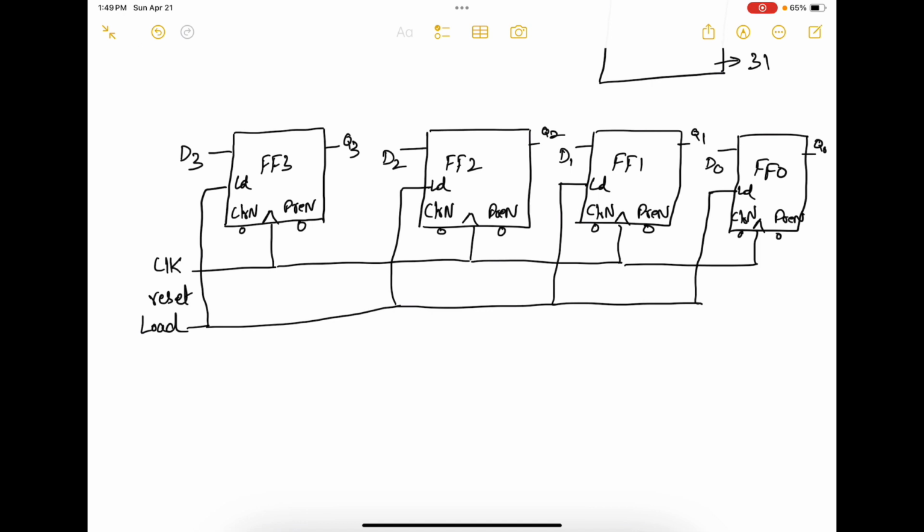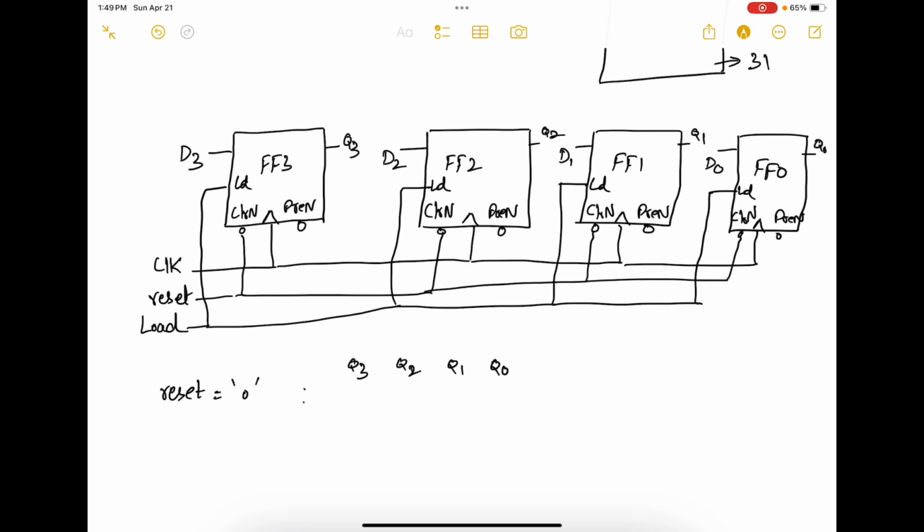So let's see how this works. When reset is logic 0, then FF3, FF2, FF1, and FF0 will be Q3, Q2, Q1, and Q0. It depends upon how you are setting up the reset. So let's assume that all my resets are connected to clear N. Then Q3, Q2, Q1, Q0 would be 0, 0, 0, 0. And if my reset is set to pre-N, then all Q3, Q2, Q1, Q0 would be 1, 1, 1, 1.